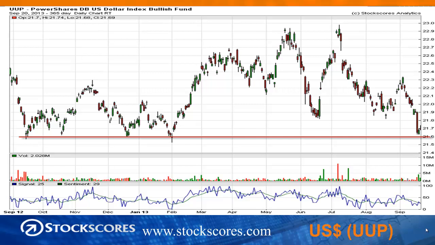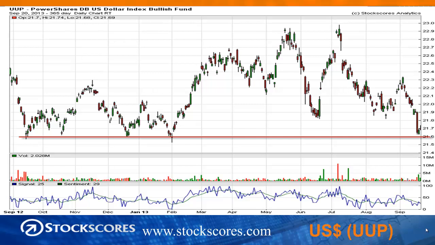Look at how many times the US dollar has bounced off of support, which I've drawn in red there. That happened in September of 2012, in October, in December, in February, and now we're approaching it again. So the US dollar weakness in the short term probably doesn't have a lot of downside. That, in the short term anyways, is not great for commodities.